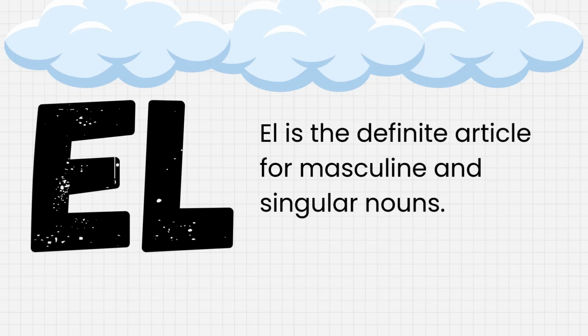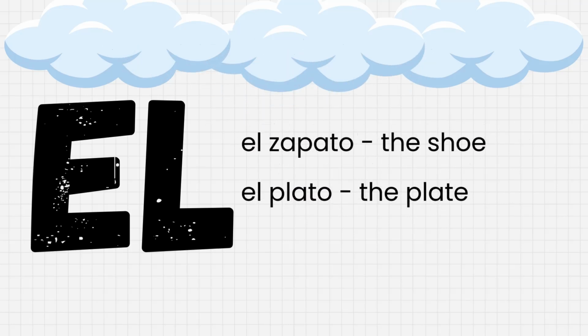So, for example, these two words are masculine nouns and they are in the singular. They're not pluralized. El zapato, el plato, the shoe or the plate. So we have a masculine noun and we have a singular noun, right? And so we use the proper article, el zapato.